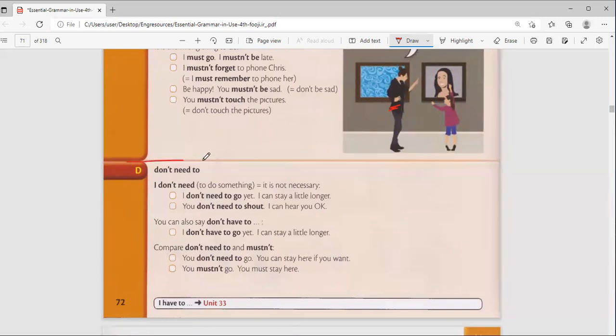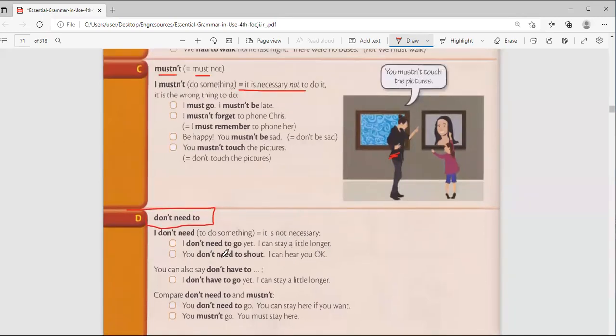But now this one, don't need. When you say I don't need to do something, meaning it is not necessary. Okay? But you don't need to. So I don't need to go yet. I can stay a little longer. You don't need to shout. I can hear you.